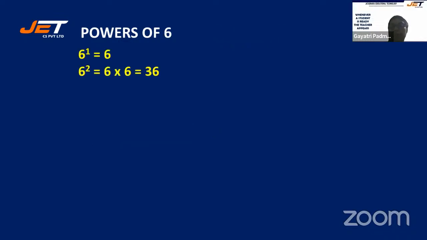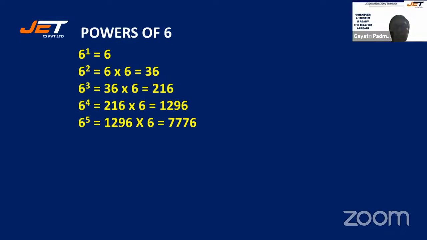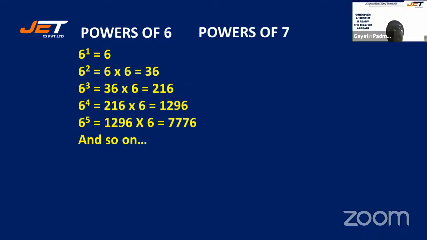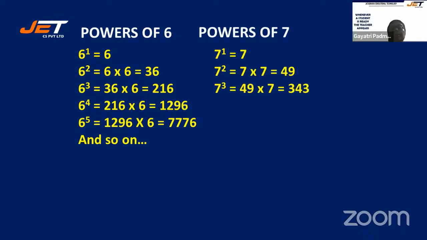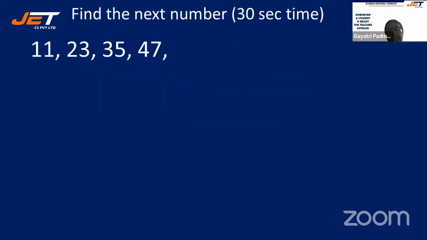And so on. Likewise, we have powers of 6, which says 6 power 1 is 6. 6 square is 36. And like that, 6 power 5 is 1296 into 6, which is 7776. And powers of 7, 7 power 1 is 7, 7 square is 7 into 7 is 49, 7 cube, 7 power 4, likewise, right? Fine. With this understanding, let's move to the next questions.